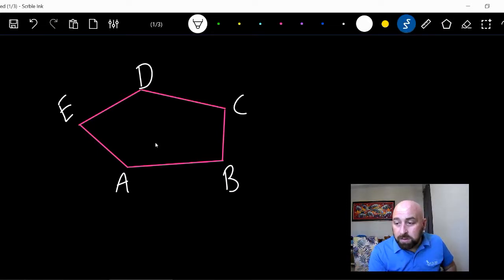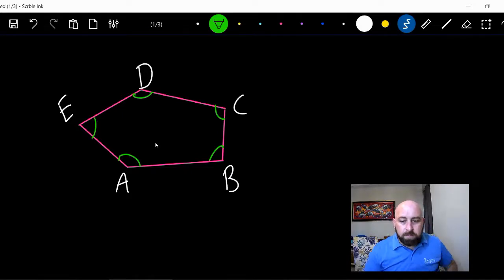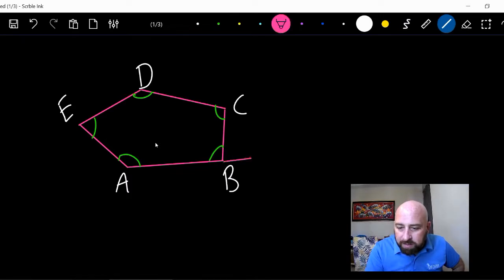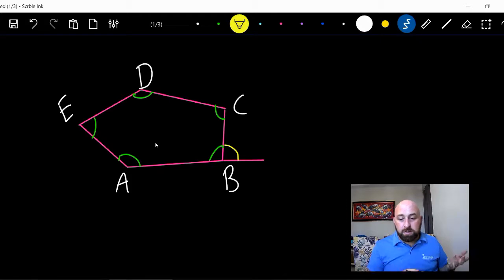We can have what are called interior angles, the angles on the inside. So that would be A, B, C, D, and E. Those are the interior angles. But just like with the triangles, when we have a side extend out a little bit, then B can also become an exterior angle. So this yellow one here would be the exterior angle. Notice again, just like with triangles, that exterior angle forms a straight angle, or 180 degrees, or a line.